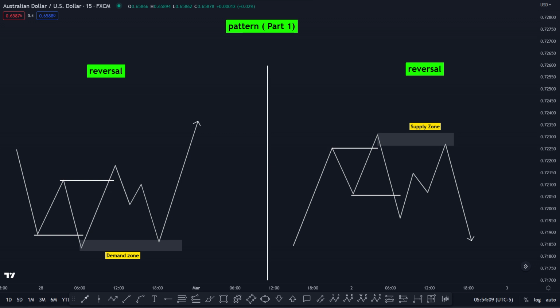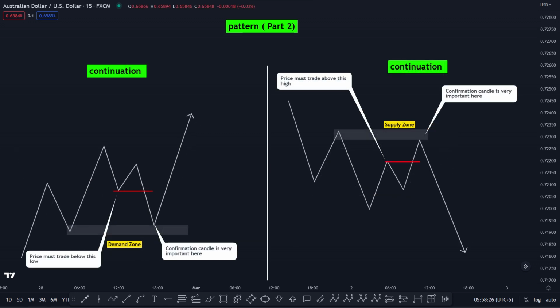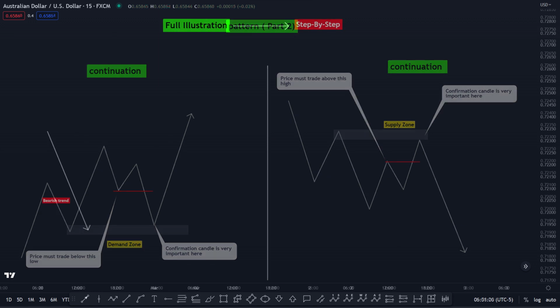It looks like Quasimodo pattern. We can conclude that this is a Quasimodo pattern from Harvard. This pattern, even on a continuation, it will still look the same, but missing only the one thing. Let's do a full illustration so that you can understand it step by step.